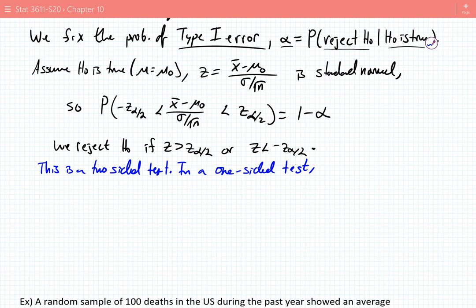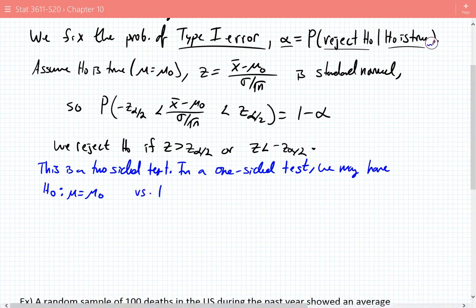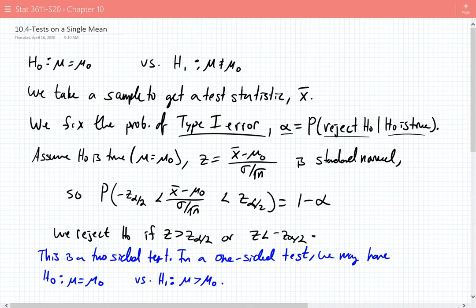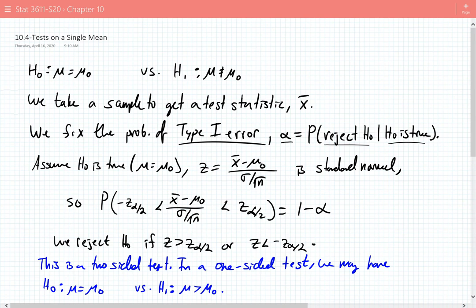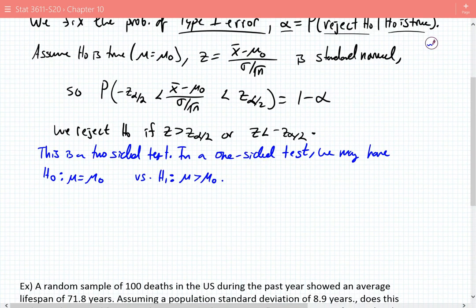In a one-sided test, first of all, your hypotheses really decide what type of test you have. When you're looking at a one-sided test, you might have the null hypothesis that mu is equal to mu sub 0, but the alternative is in one direction. That is, maybe mu is greater than mu 0, versus the two-sided test, where not equal to could be larger or smaller. So in this case, it would just be larger.